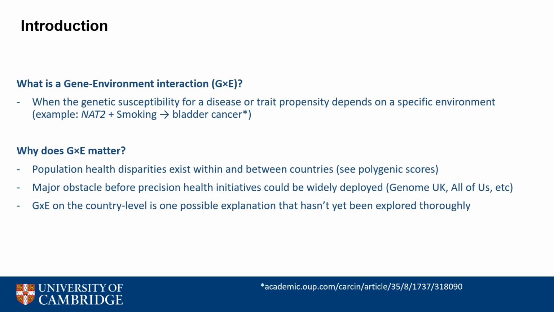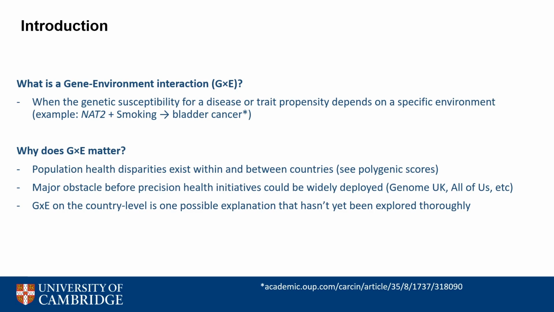Why is this important? Well, one of the most important topics today are the apparent health disparities that exist within and between countries. For example, the performance of polygenic scores degrade when applied to ancestries other than the discovery populations that they were originally trained on. This is a major obstacle for population-level precision medicine initiatives, such as Genomics England or the All of Us, as these initiatives promise equitable genomic healthcare for all.